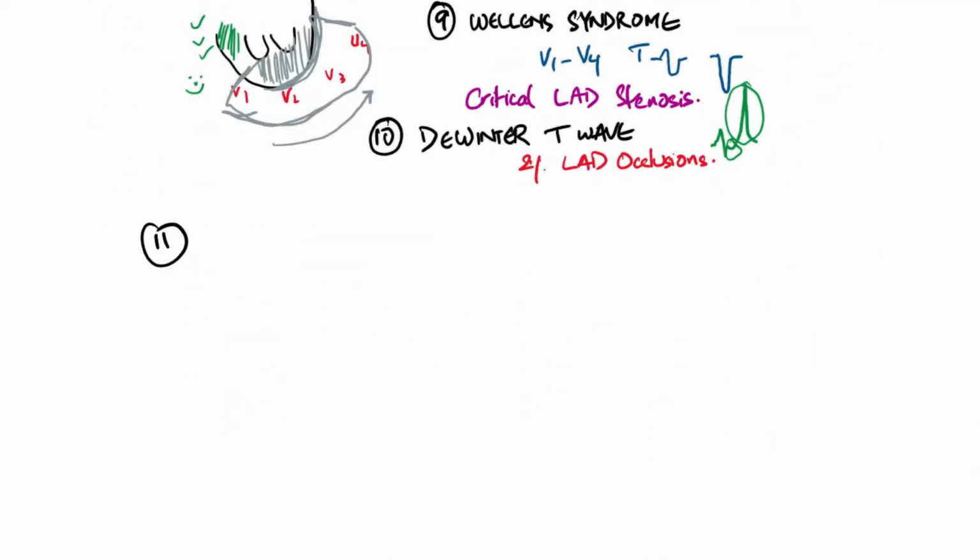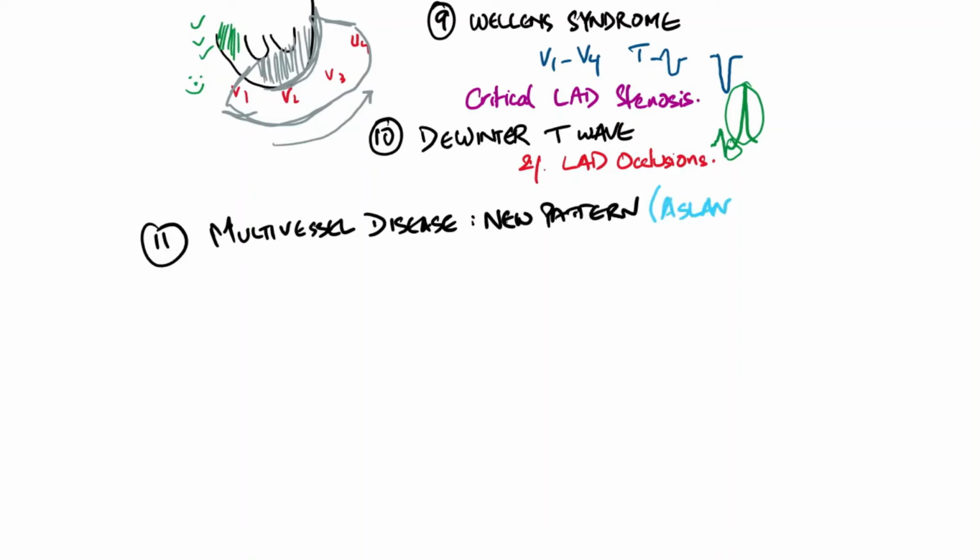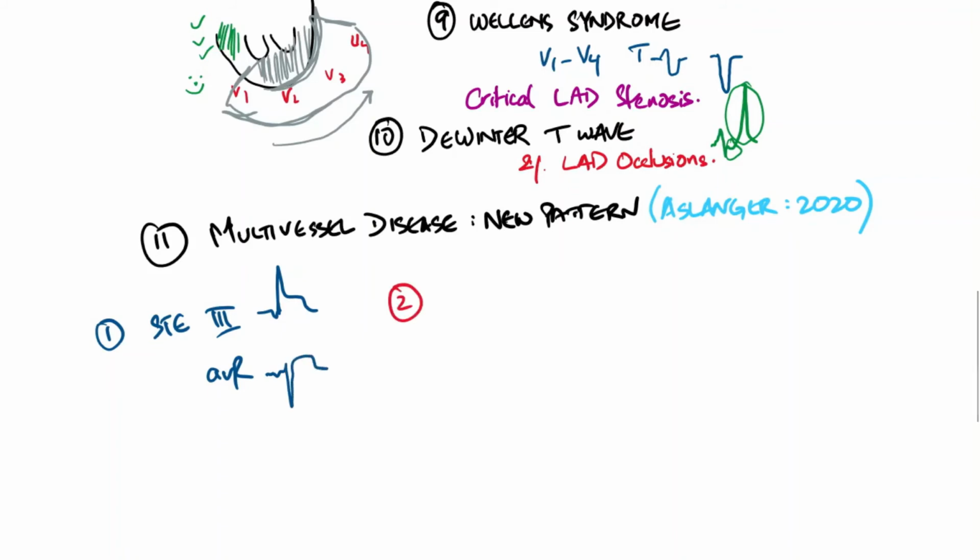The last one is a relatively newer pattern known as the Aslanger pattern. It is present in only 0.5% of patients who have multivessel disease. This was discovered by a Turkish cardiologist only in 2020. There are 3 components to this. The first one is that there is going to be ST segment elevation in lead 3 and AVR, such as this. The second component is that there is going to be ST segment depression in the lateral leads, V5 and V6. And the third component is that there's going to be ST segment elevation more in V1 as compared to V2.